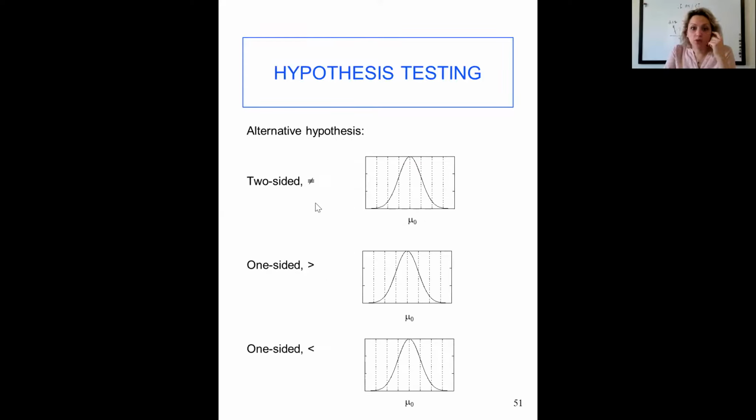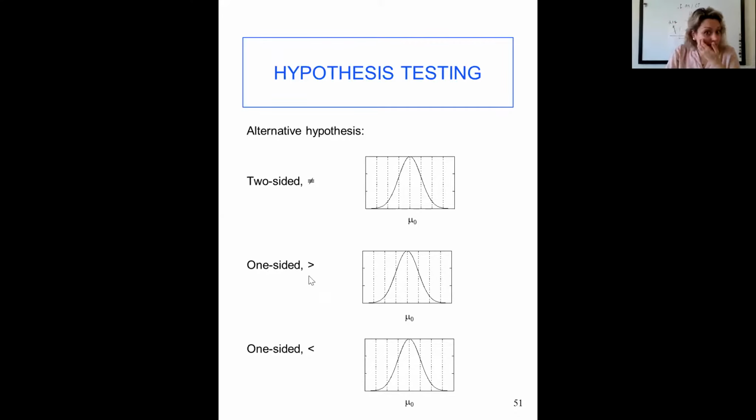So look at here. This is a two-sided test. So mu null is like that. When we want to draw it, it's going to be very similar to the one that I have on the board. So you would have half of the alpha here and here.